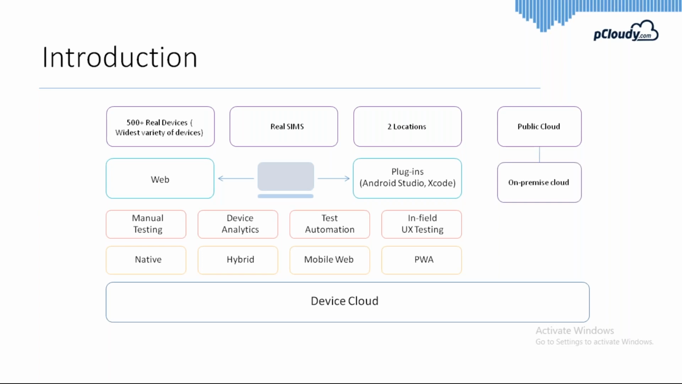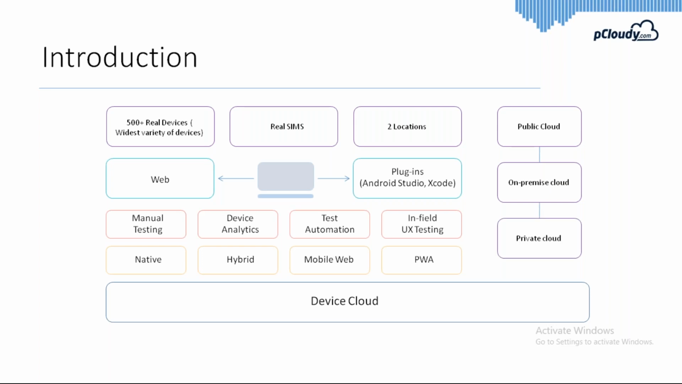The next is on-premise cloud. On-premise cloud is basically the cloud which we set up within the client's premises, behind their firewall. We come there with our own cloud infrastructure and set up that lab within your premises, and you can plug in all your devices to this cloud and create your own custom solution like pCloudy, and use it across the organization.